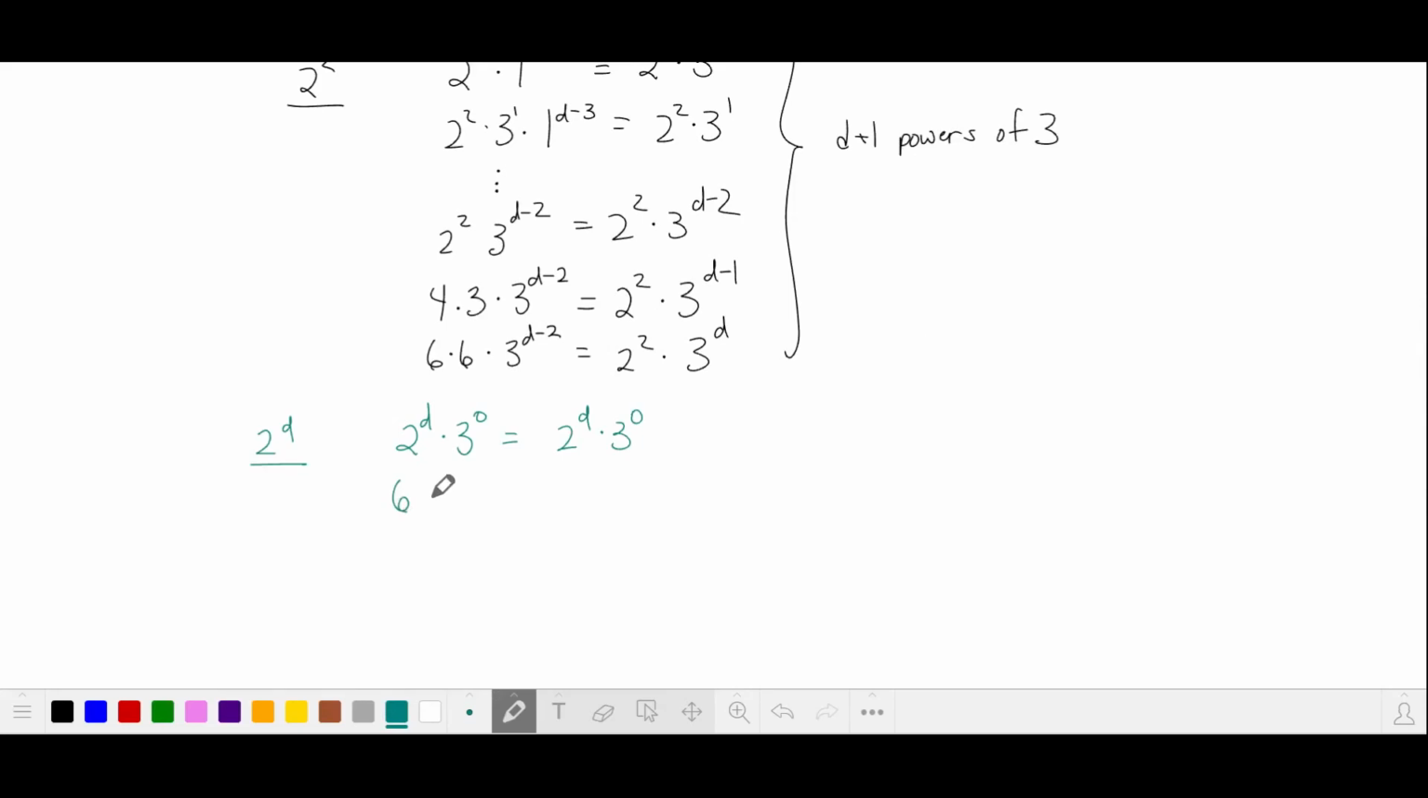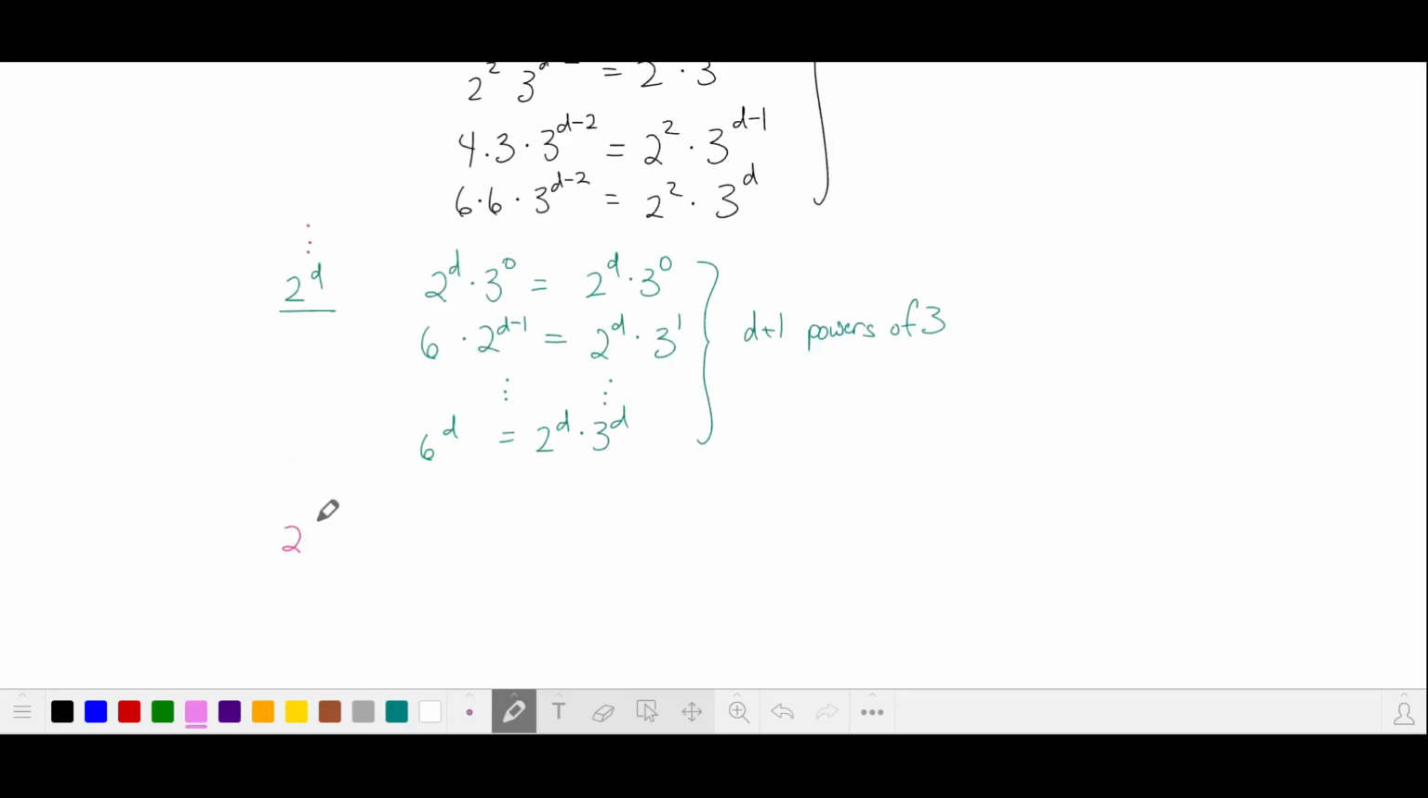If we have one 6 and the rest of them are 2s, we'll again have 2 to the d power, but we'll get an extra 3. And so on, replacing each 2 with a 6 until we have 6 to the d power. This will give us a power of 3, that's d, for a total of d plus 1 powers of 3. We continue with the next power of 2, 2 to the power of d plus 1.